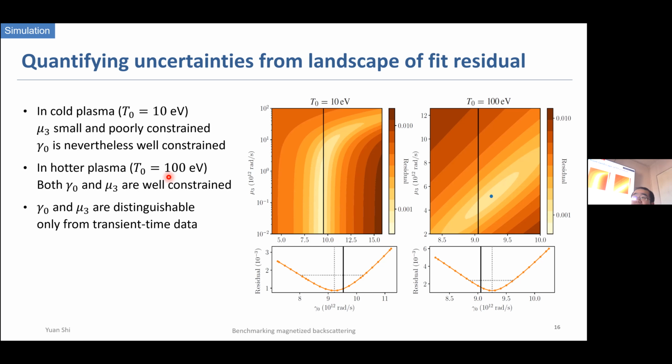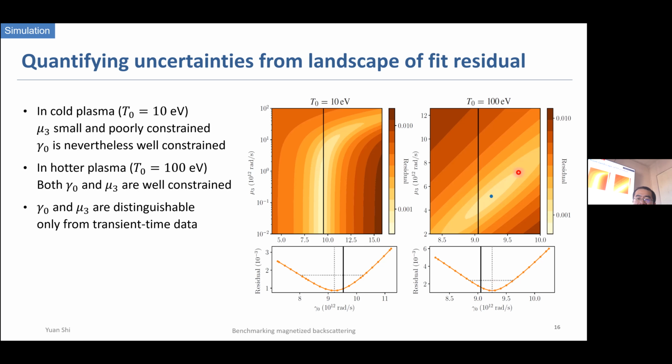So for a hotter plasma... when you say cold plasma, relative to what? Relative to 10 eV here. In this case, 10 eV. If you have 100 eV, it's much hotter, so the damping is much larger. If you remember your Landau damping formula, it has an exponential dependence on temperature. If you just heat it up, it becomes much more strongly damped. So in this case, we can actually constrain both the growth and the damping.